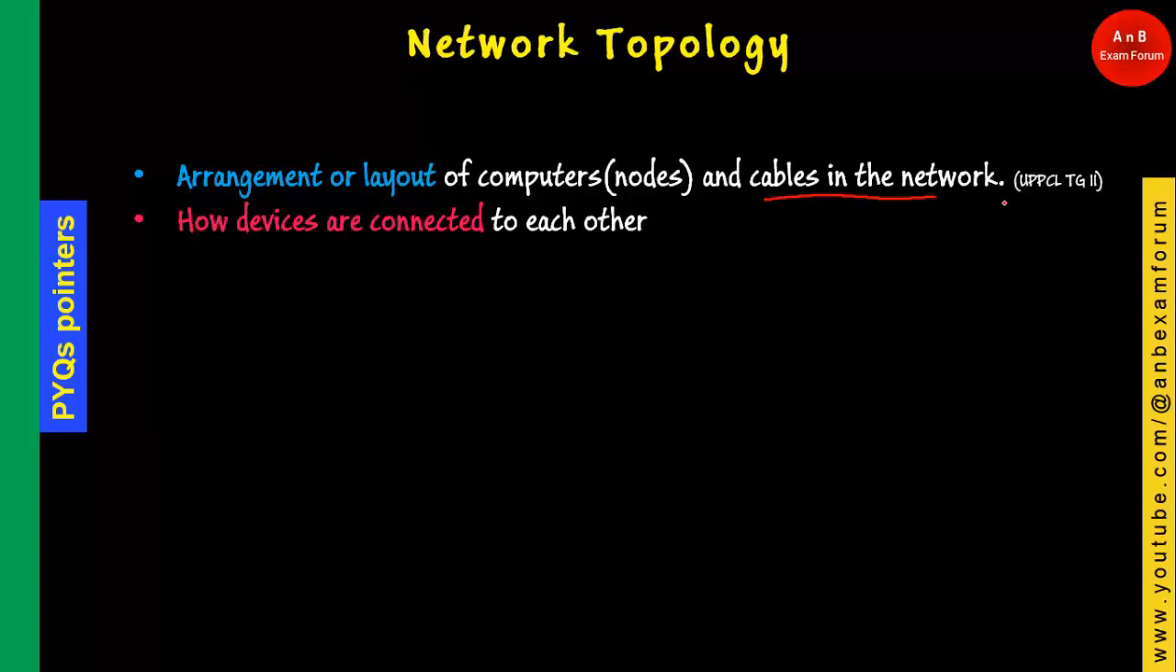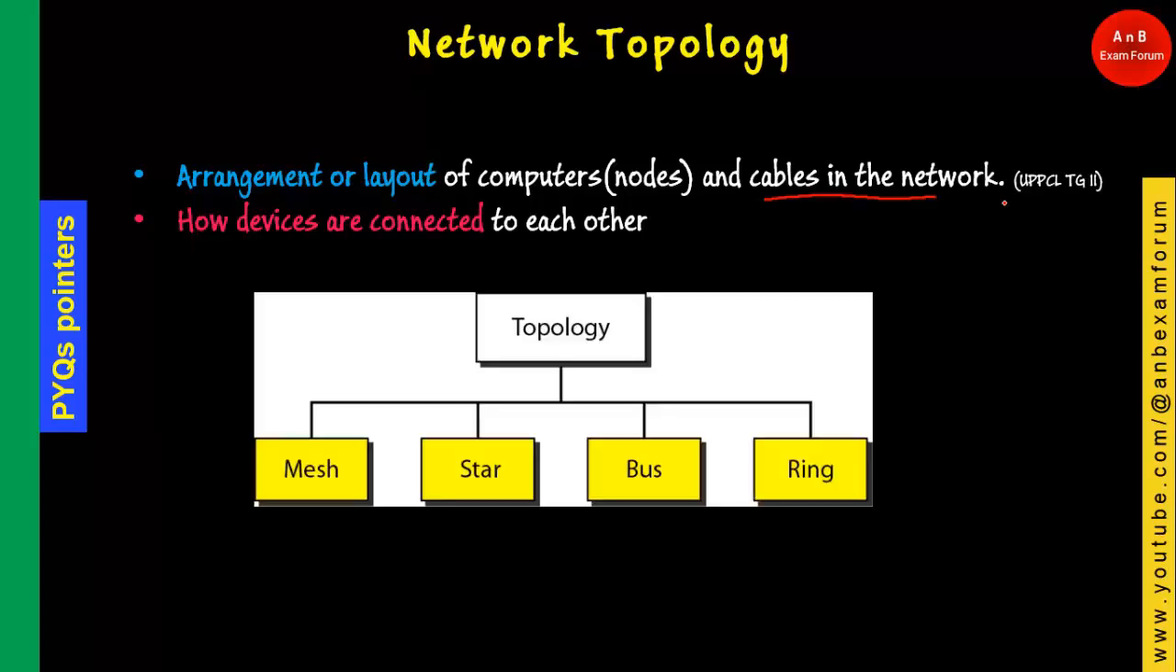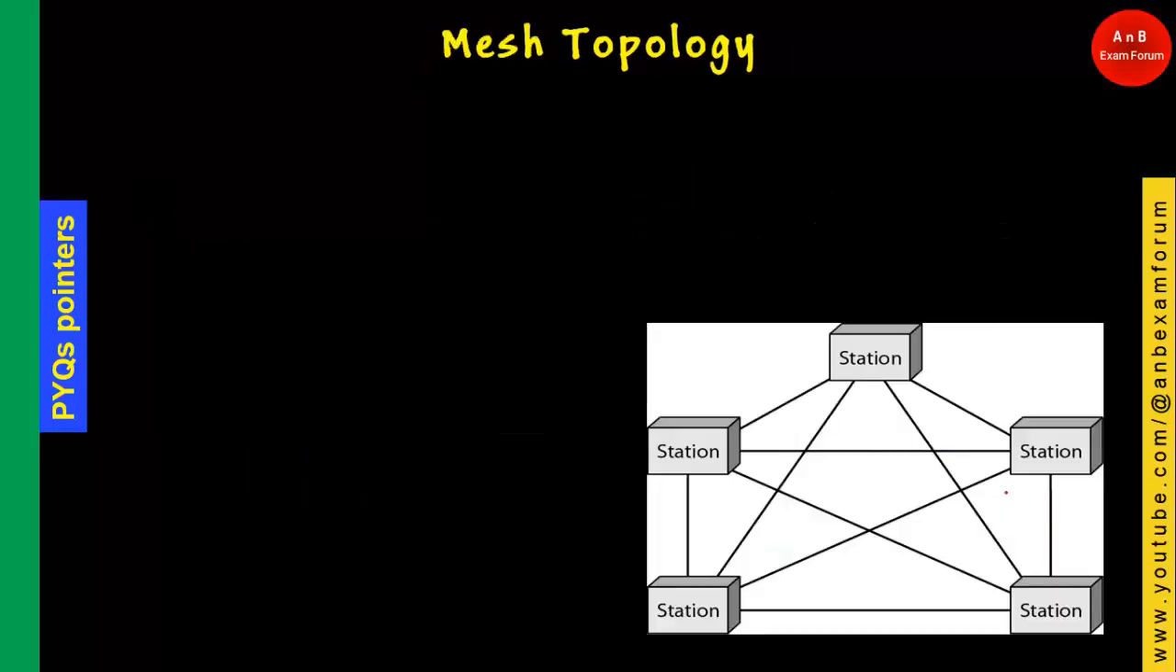Okay, and there are basically 5 topologies. One more is the hybrid topology, which is a combination of these topologies. So there are basically 5 topologies: mesh, star, bus, ring and hybrid topology. Okay, so let's see them one by one. The first one is mesh topology.